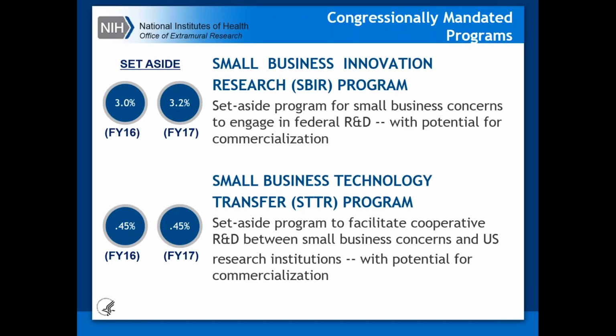We also have the Small Business Technology Transfer Program, which is a set-aside program to facilitate cooperative research and development between small business concerns and U.S. research institutions, again, where the technology or the research has potential for commercialization. The set-aside for that is 0.45%, and it has stayed steady in 2016 and 2017.